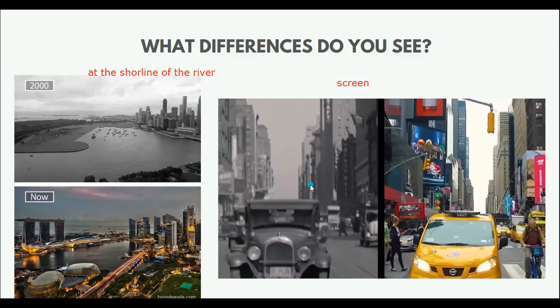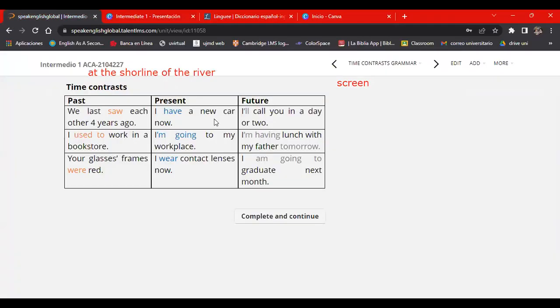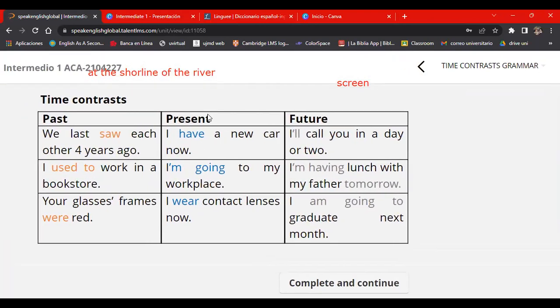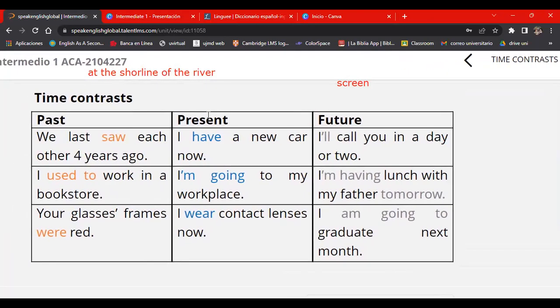So, why am I showing you these pictures? Well, today's topic is time contrast. That is the topic we have for today. Okay, what is time contrast? Time contrast is basically that. You show the contrast between the past, the present, and the future. Okay? Let's see the first sentences that we have over here.